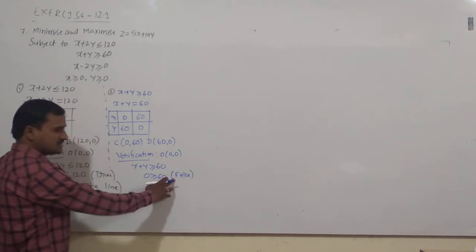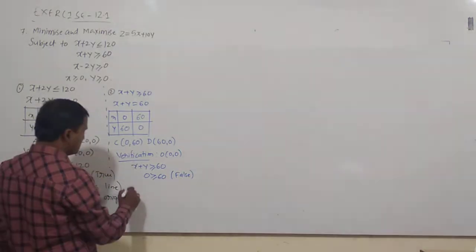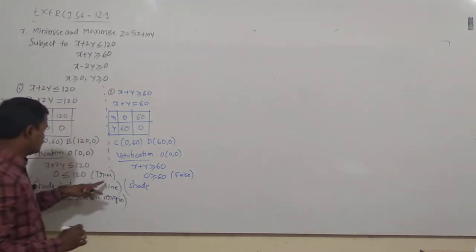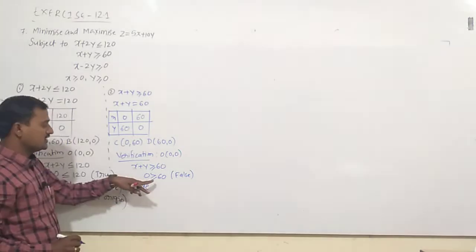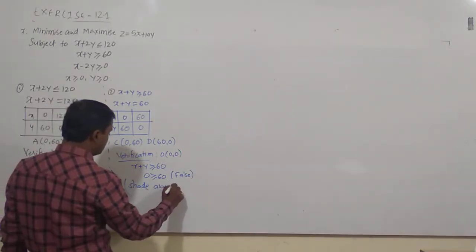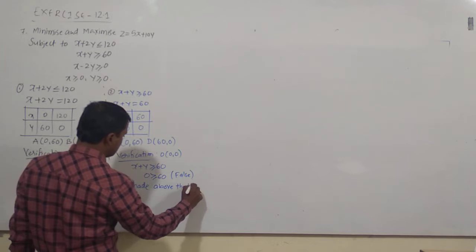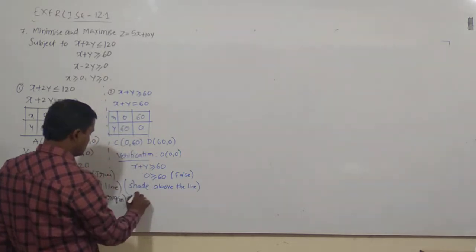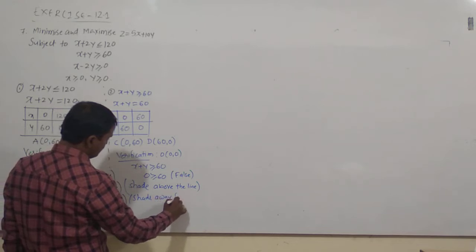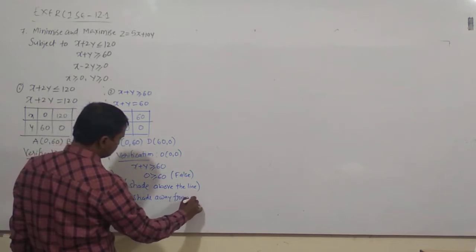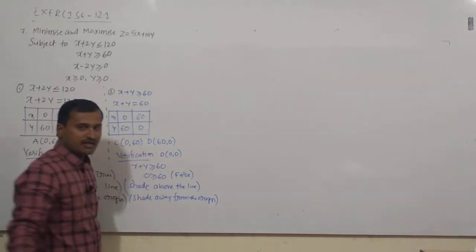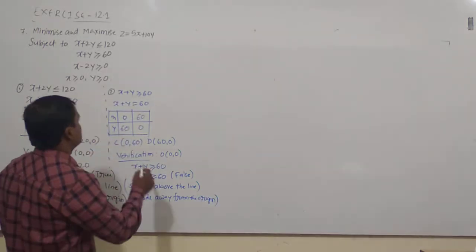If it is false, then shade... if it is true, shade below the line. Here it is false, so shade above the line, or we will write: shade away from the origin. Both are the same. Away from the origin. Okay, right. Next, the third one.